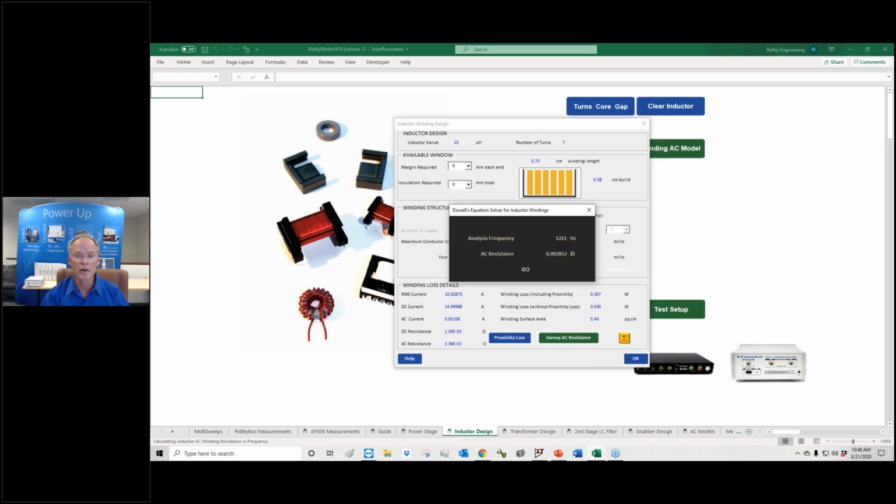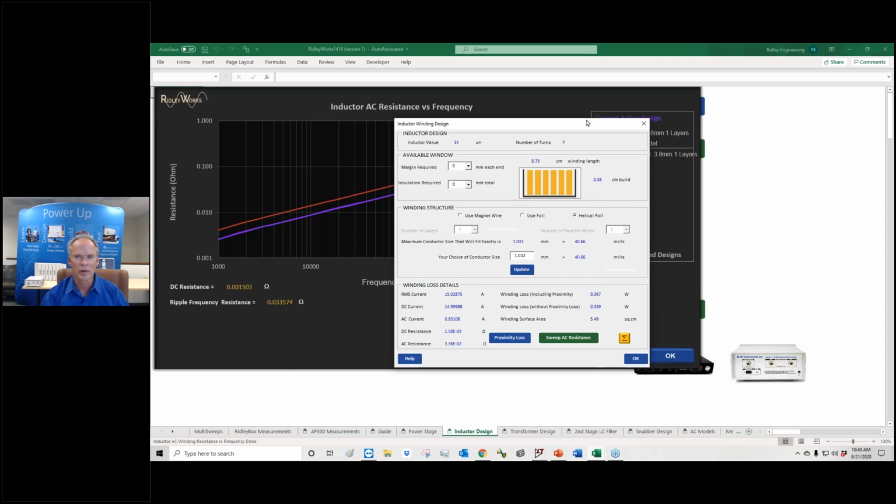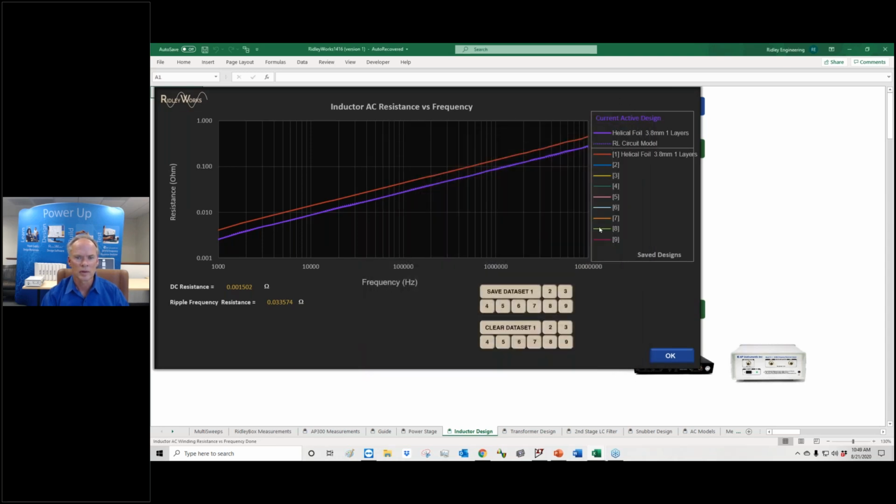Let's click go. Solving Dowell's equation for inductor winding. 10 kilohertz, 100 kilohertz, 1 megahertz, 10 megahertz. Solution complete. Let's get rid of this winding here, clear that data set. Okay, so this is the one we just ran. So it's helical foil. It's 3.8 millimeters across the window.